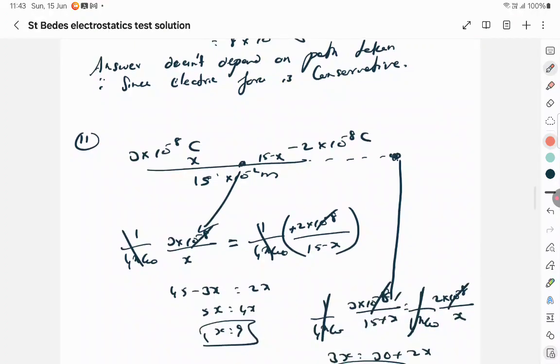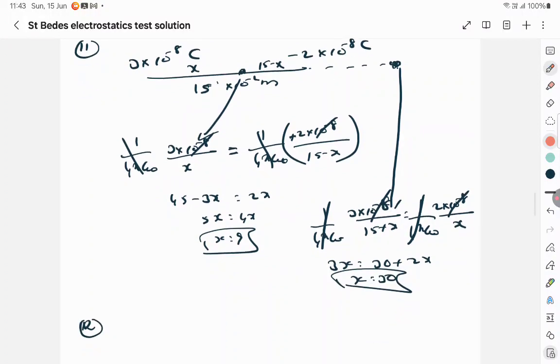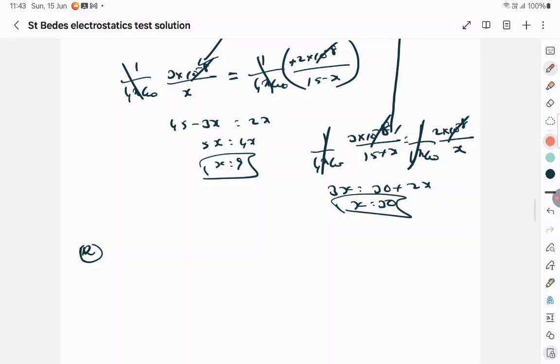Next is the 11th question. You have two charges located 15 centimeter apart. Where will the potential be 0? It can be at the middle also. It can be outside the negative charge. The outside of the negative charge you may not have written. That's something you need to note down. That's very, very important. Let's go to the next question.